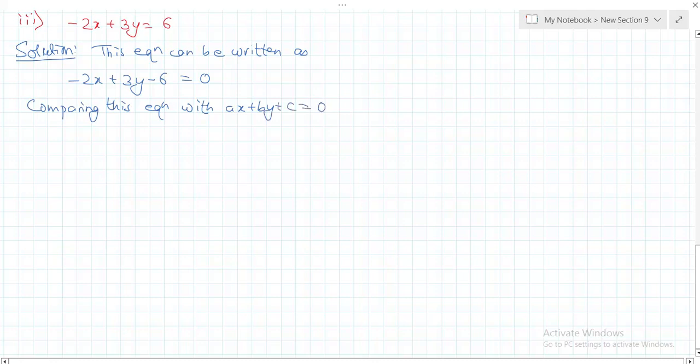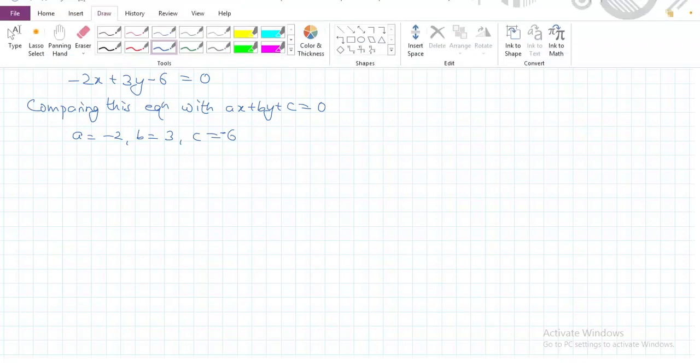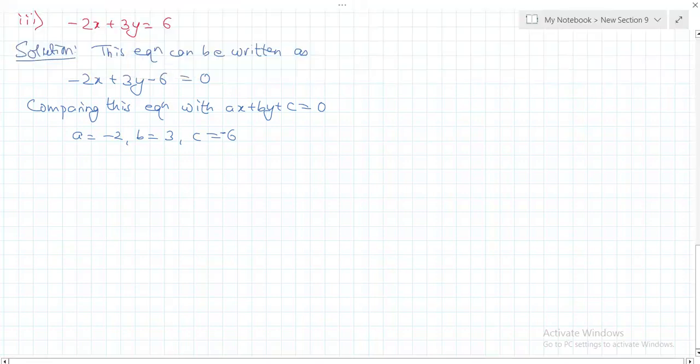From here we can write a is equal to how much? Minus 2. Similarly, b is equal to 3, and similarly c is equal to, sorry, minus 6 here, minus 6. Okay, so the answer is a is equal to minus 2, b is equal to 3, and c is equal to minus 6. Okay, like this you can solve it. Okay, now let us move to next question, number 4.